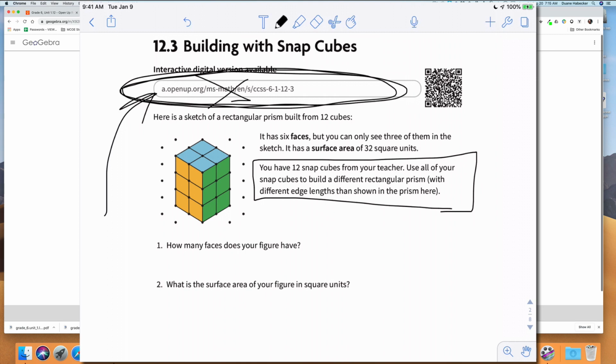Use all of your snap cubes to build a different rectangular prism with different edge lengths than shown in the prism before. So how many faces does your figure have? And what is the surface area of your figure in square units? So here we go. We're going to go into real life mode here. Now here's our original rectangular prism. It matches the original in the picture. And you know what I'm going to do, I'm just going to take it apart and insert it like this. And here is my new rectangular prism. And it's going to look a little bit different.